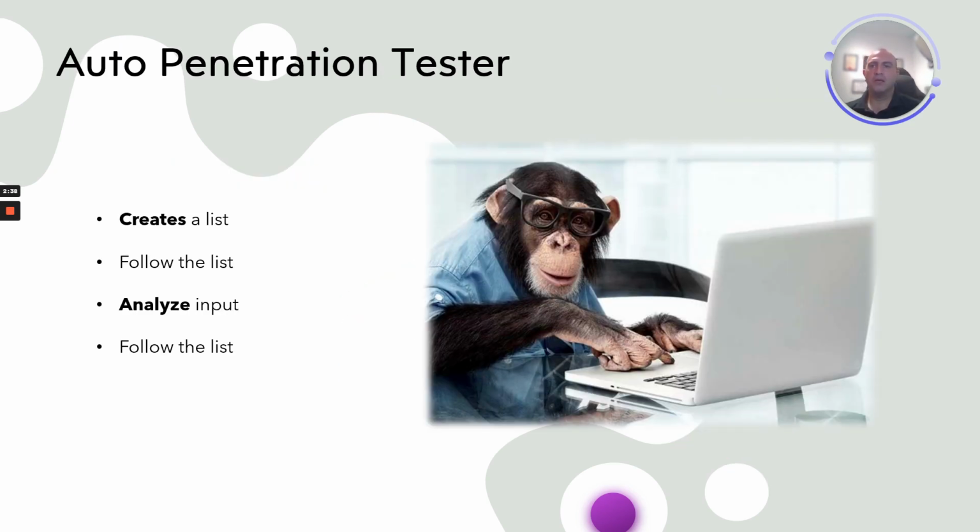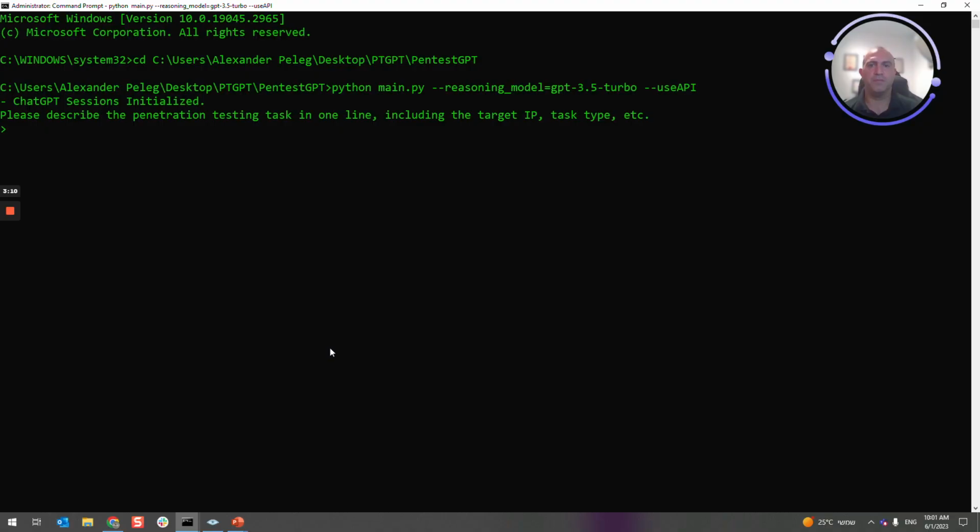So let's understand what Auto PT is. I will show you how it works, but as a general comment, the way that it works is it creates a list of things that you, as a penetration tester, should do. You need to follow this list. Auto PT will analyze the output of the tools that you have used, and you will just need to follow the list. So without further ado, let's do the demonstration.